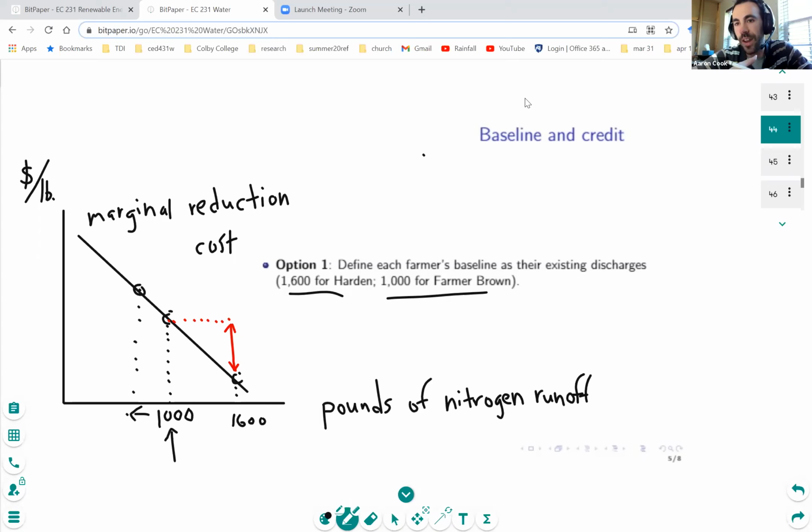He gets to generate credits and make money off of that, whereas Farmer Brown had already made those improvements, but wasn't able to make money on that because he was an early adopter. So it kind of is implicitly penalizing Farmer Brown for having been an early adopter and a good steward of his resources before he had an opportunity to make money off of it. That's option one. So it's a little bit unfair. It sort of rewards James Harden for not doing a good job in the first place, and it sort of implicitly penalizes Farmer Brown for having done a good job in the first place.